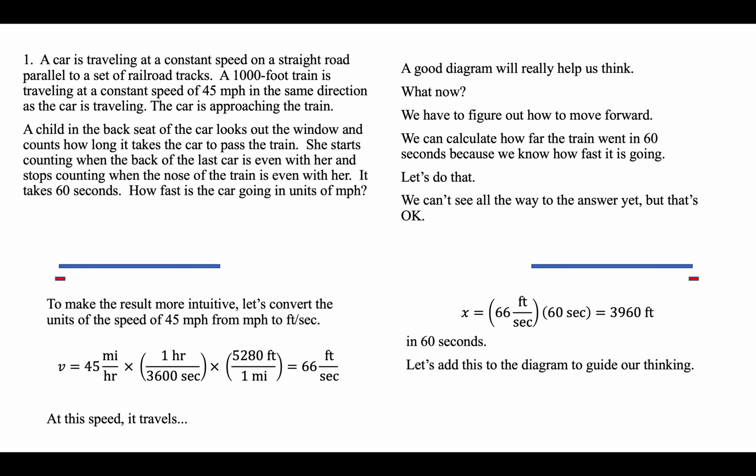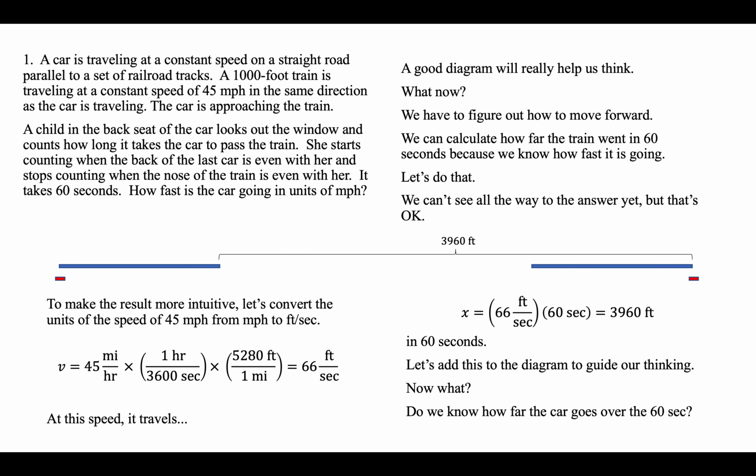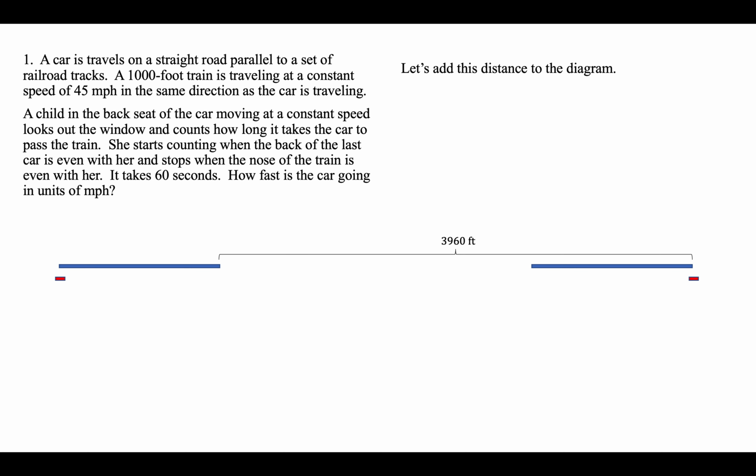Let's add this to the diagram. Okay, so this is the distance the train went. The front of the train went 3,960 feet. Now what? Is the light coming on? Do we know how far the car goes over the 60 seconds? Now let's think about that. You probably know the answer already. Let's add this distance in there.